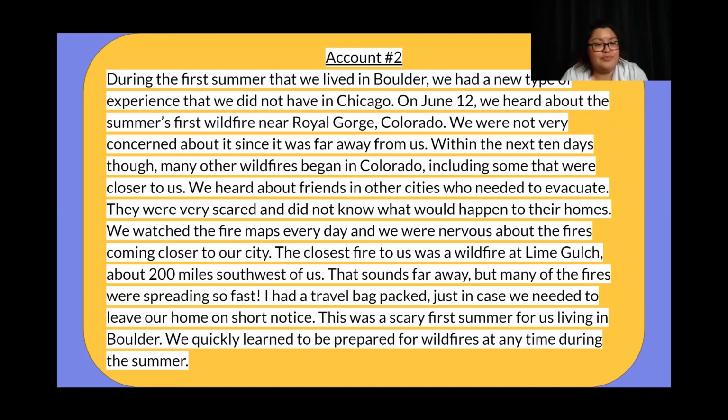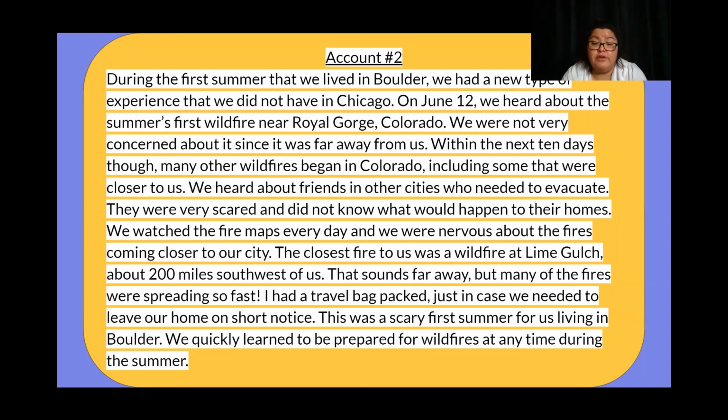Account number 2, and it reads, During the first summer that we lived in Boulder, we had a new type of experience that we did not have in Chicago. On June 12th, we heard about the summer's first wildfire near Royal Gorge, Colorado. We were not very concerned about it since it was far away from us. Within the next 10 days, though, many other wildfires began in Colorado, including some that were closer to us. We heard about friends in other cities who needed to evacuate. They were very scared and did not know what would happen to their homes.